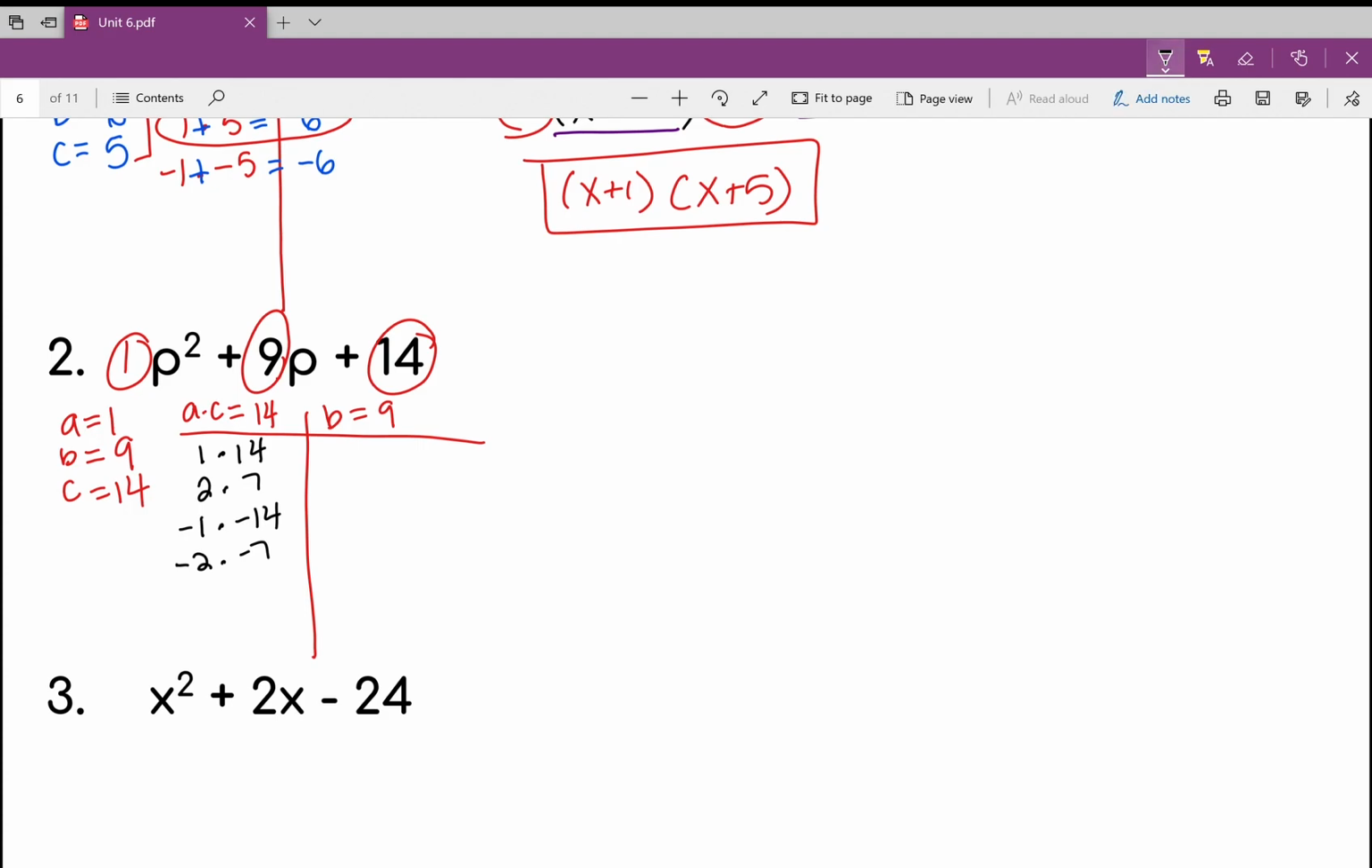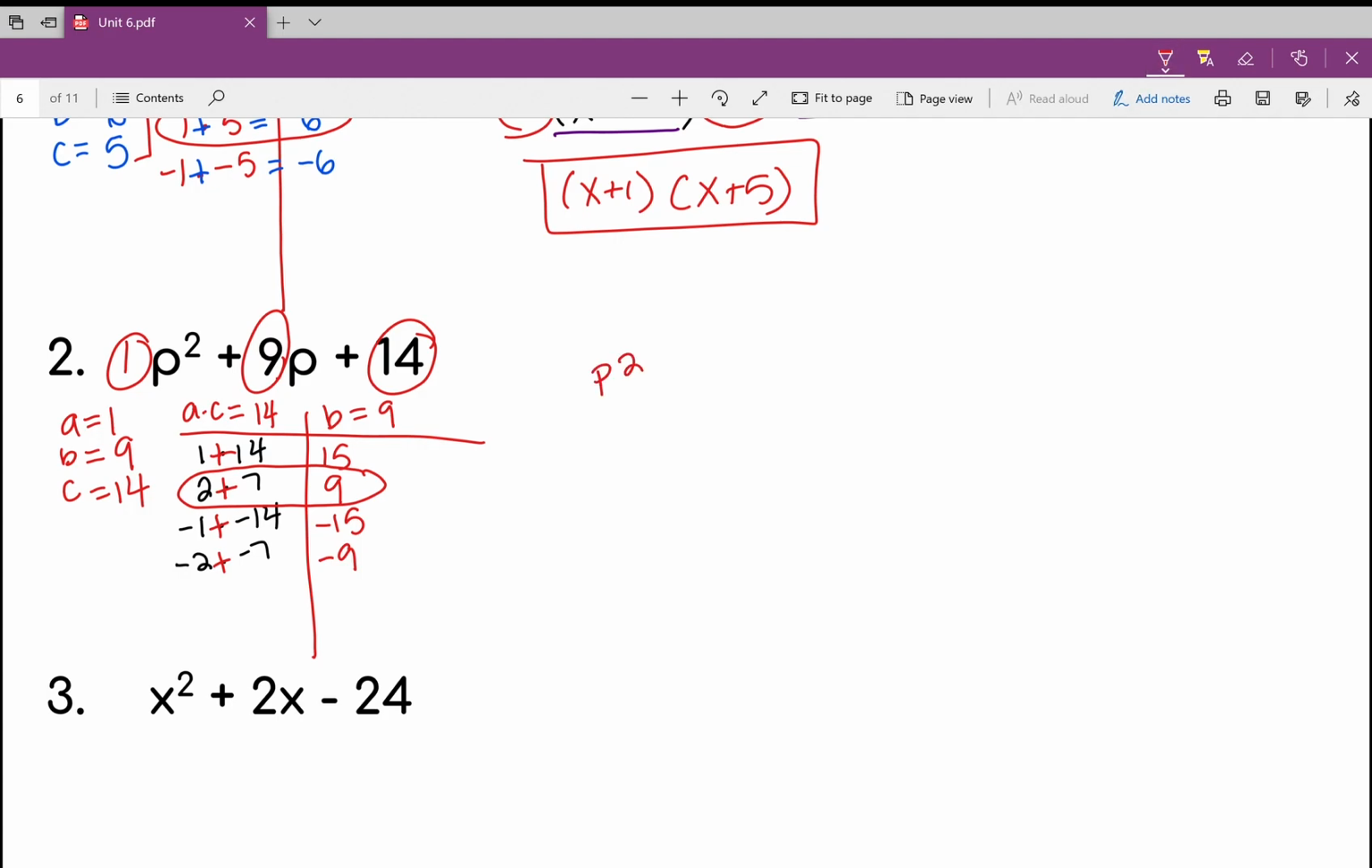Okay, so now let's add it across. 1 plus 14 is 15. 2 plus 7 is 9. Negative 1 plus negative 14 is negative 15. Negative 2 plus negative 7 is negative 9. So the only one that matches our B of 9 is this one right here, 2 and 7. So that means we need to take our 9p and split it into 2p and 7p.